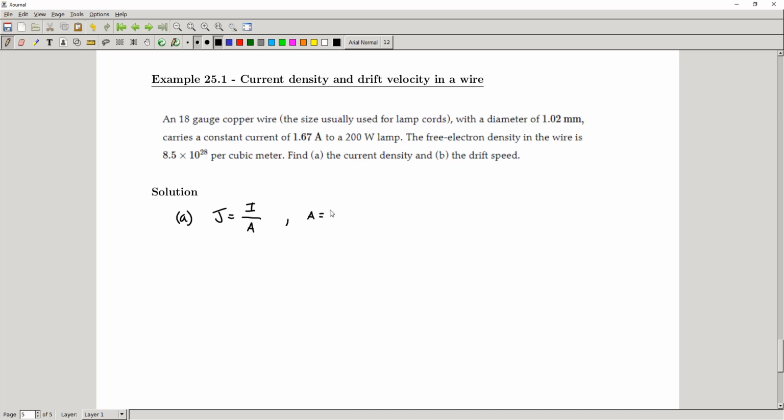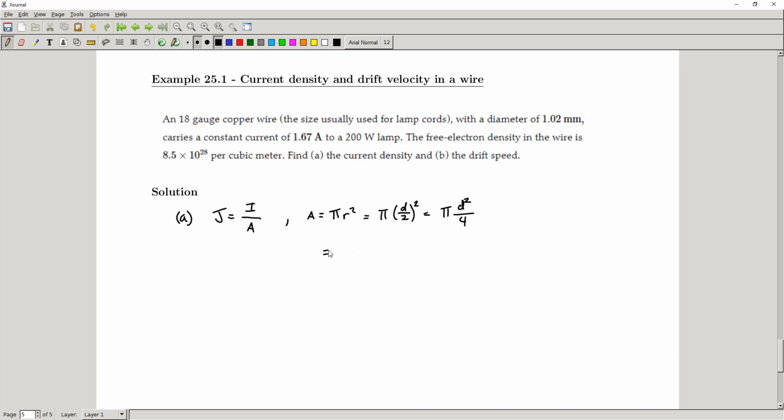Our wire, we can assume, is like a cylinder, so it's going to have a circular cross-section. It's going to have an area pi r squared. Well, we're not given r, we're given d, so this is just going to end up being pi times d over 2, which is r, squared. We can rewrite this as pi d squared over 4, right?